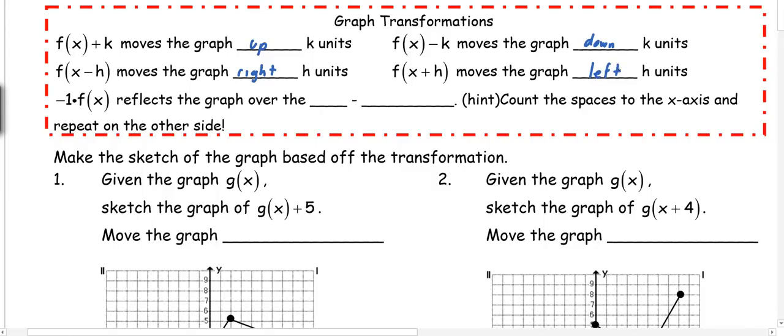So this may seem a little bit backwards, but this is the original function. So in this case, we're just pulling out the h, whereas here we have to pull out a negative sign with the h. The last type of movement then is when we multiply by -1, we are going to reflect the graph over the x-axis. In order to do that, you can simply count how many spaces you are from the x-axis and then go that many the other direction. So let's work on making some transformations today.